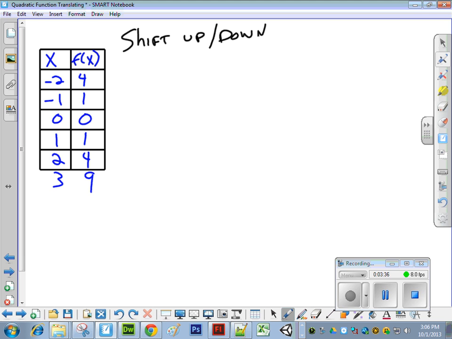Okay? So let's say I have f of x equals x squared plus 3. Well, all that can mean is a couple of things. The thing we want to look for is what's going on to the whole function. I am adding 3 to every x squared value. So I could just go next to the original table and add 3 more to each one. So f of x plus 3, so next to 4, I'll have 7.